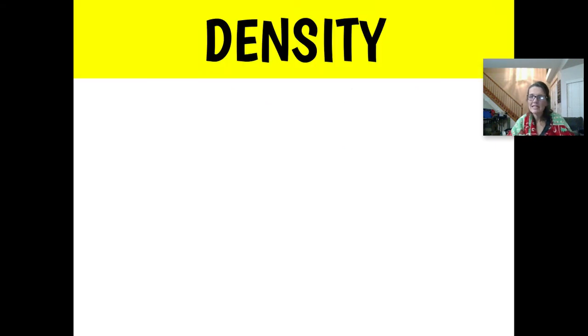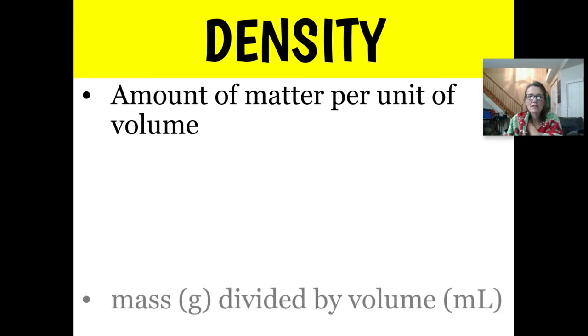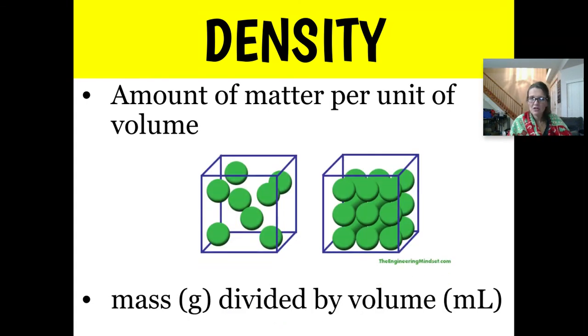So what exactly is density then? Density is the amount of matter per unit of volume. That volume is usually a milliliter, so it's grams per milliliter. The way we calculate density is we take the mass and we divide it by the volume. So the mass in grams divided by the volume in milliliters, and that gives us a working density that we can use in our lab.